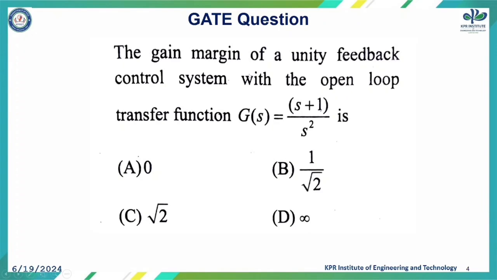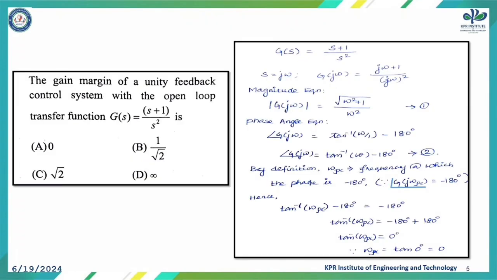What is the gain margin of a unity feedback control system with the open loop transfer function G of s equal to s plus 1 divided by s squared? Option A is 0, option B is 1 by root 2, option C is root 2, and option D is infinity. From the question, we have to find the gain margin for the given transfer function. Let us solve the problem.